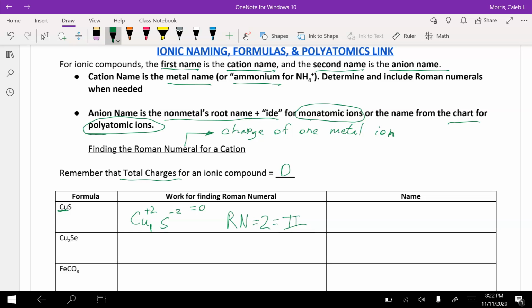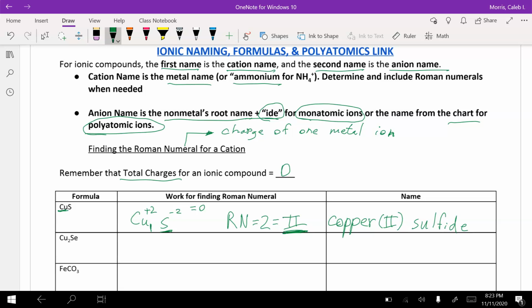So then let's write our name. So this was the Roman numeral part. If we want to write the name, we put the name of the metal, which is copper, 2, and then sulfur, as an anion, we need to change the ending to "ide" because it's monatomic. It's just one atom. So sulfur as a negative ion is sulfide. Copper 2 sulfide is the name.